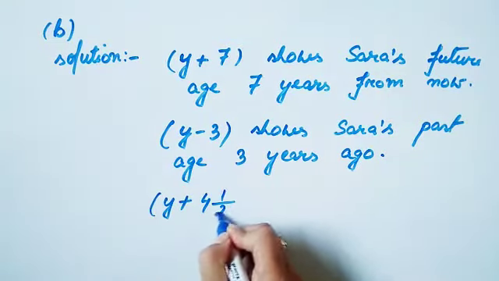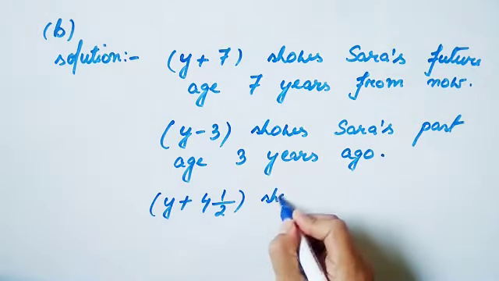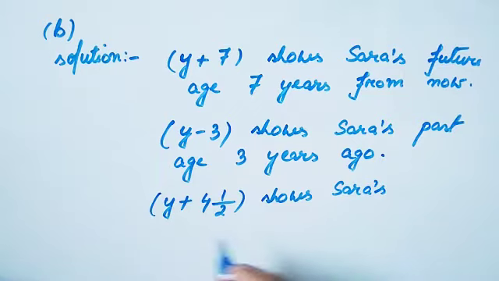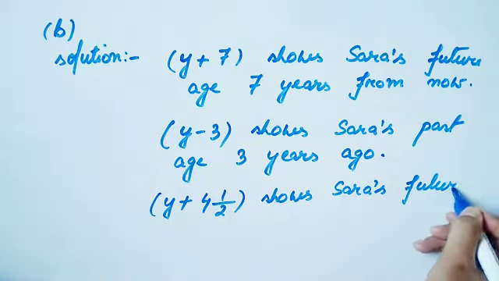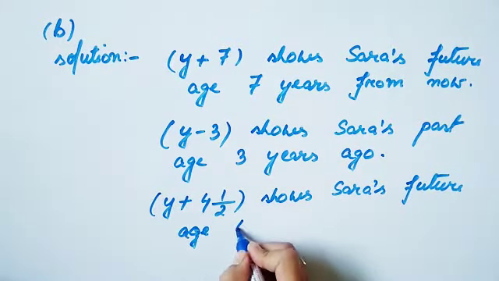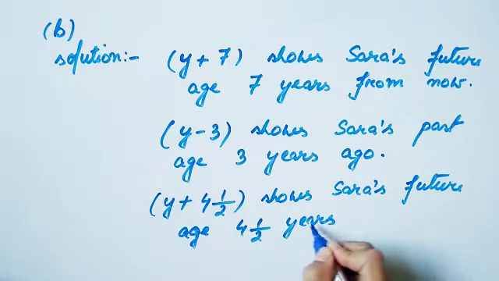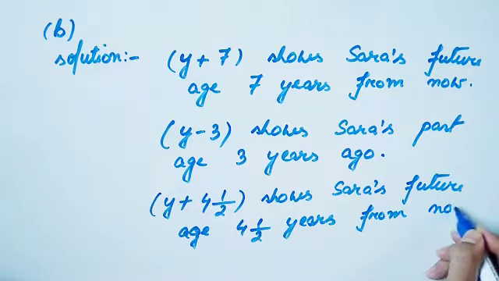Right, so then, our next expression is y plus 4.5. So since there is a plus sign, it will show Sarah's future age, 4.5 years from now. Right? And we have one more expression.